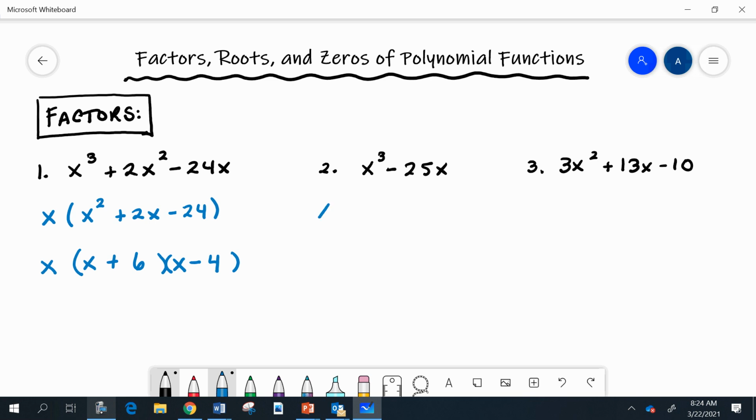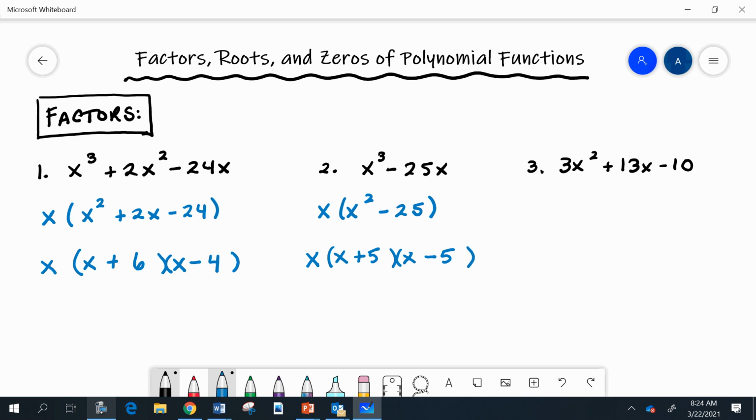So again, here I can take out an x, and that leaves x squared minus 25. So what I see is that we have the difference of 2 squares, so we can further factor x squared minus 25 into x plus 5 and x minus 5. And again, this is the difference of 2 squares where the plus minus is what makes the outer and the inner cancel, which is why we don't see this middle term.